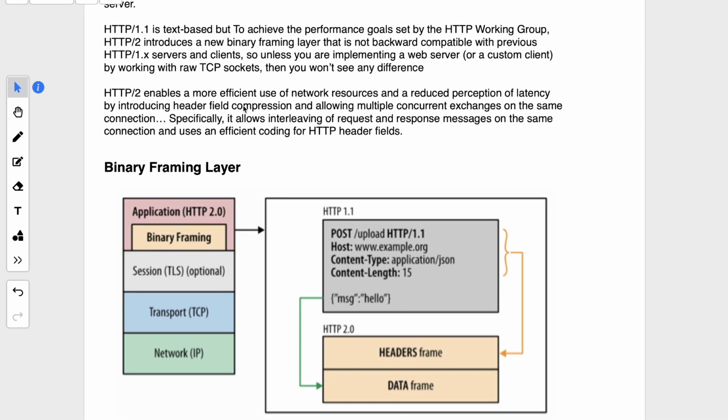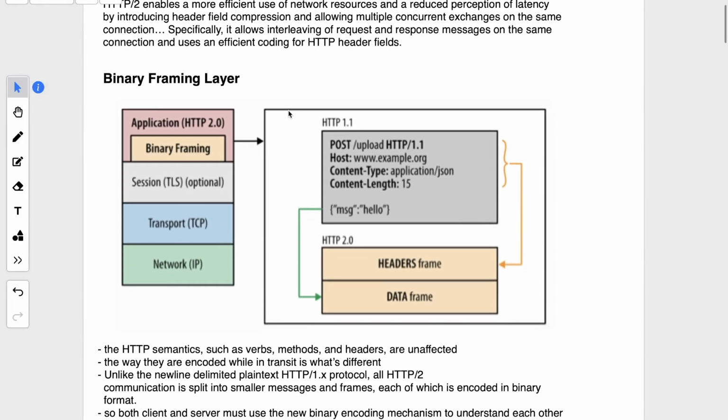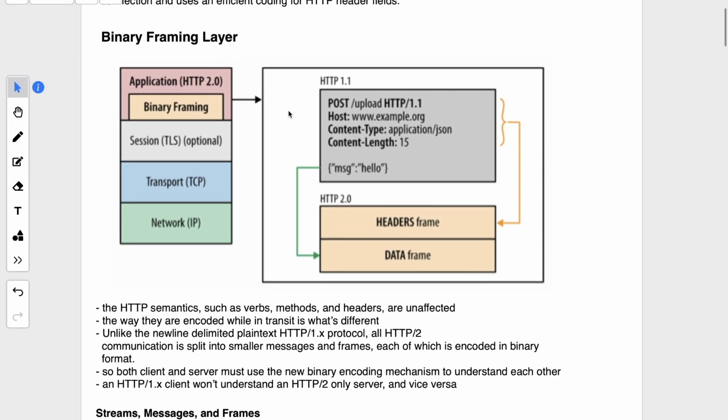It enables more efficient use of network resources and a reduced perception of latency by introducing header field compression. As I have already told you, there is now compression while sending the headers and the data. So it reduces latency and uses network resources more efficiently, because compression reduces the size and everything. We will look at that. So let's start deep diving into the features of HTTP2 one by one.